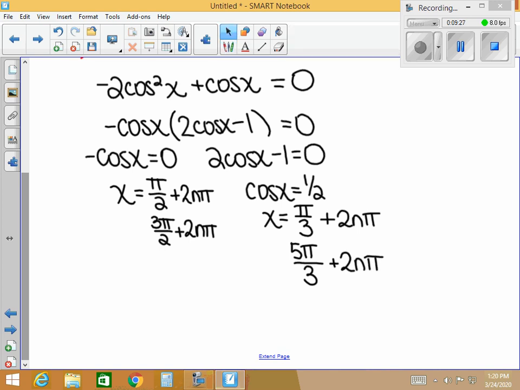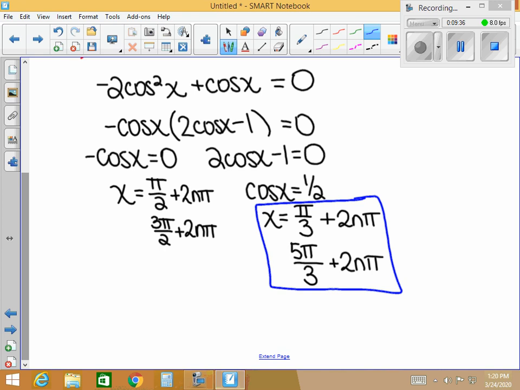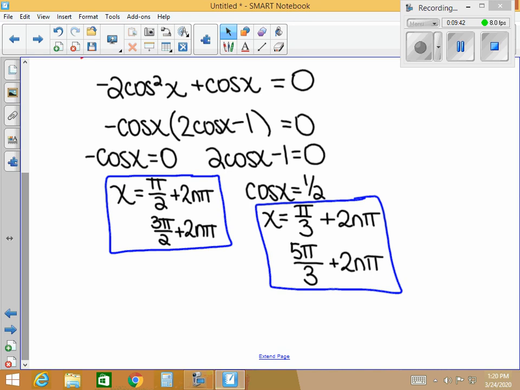Because the period of the cosine function is 2 pi, we have to add our 2 pi n to that. And so here's our infinite number of solutions from one piece, and the other infinite number of solutions from the other piece. There's not really a good way to combine them into one single batch. That's all the mess that we're left with.